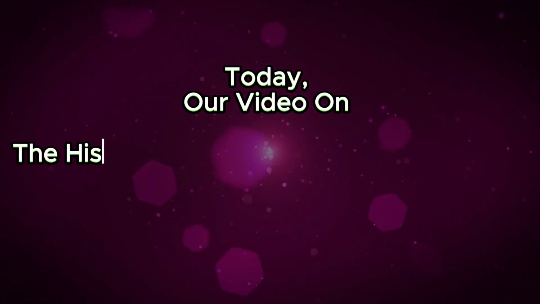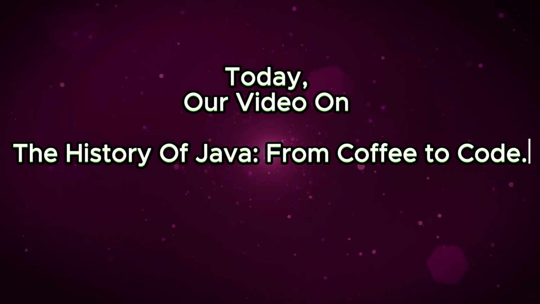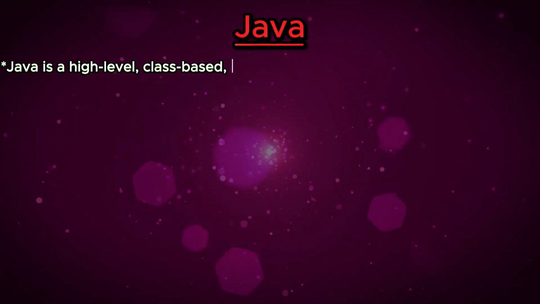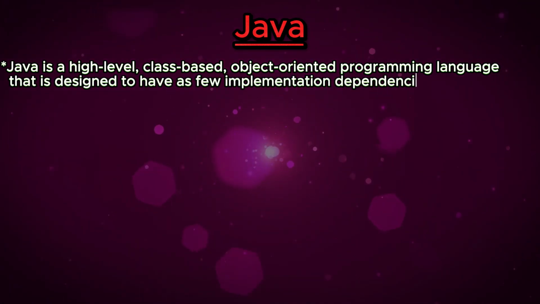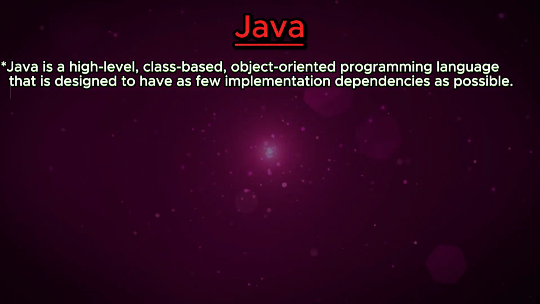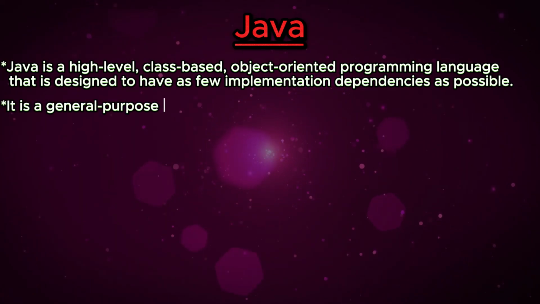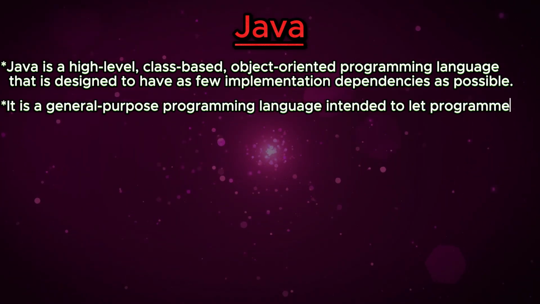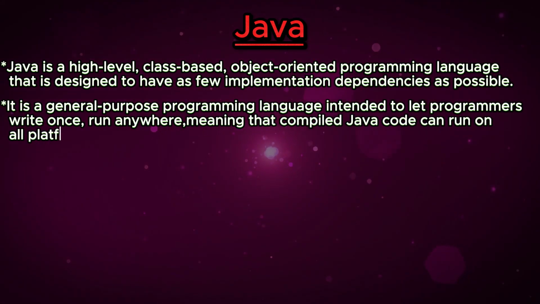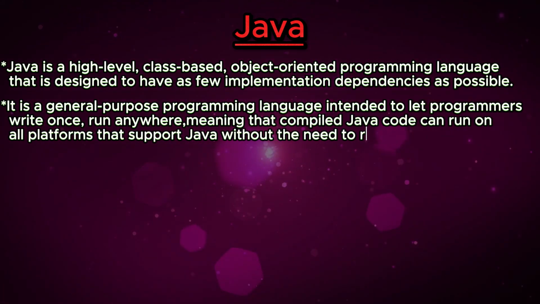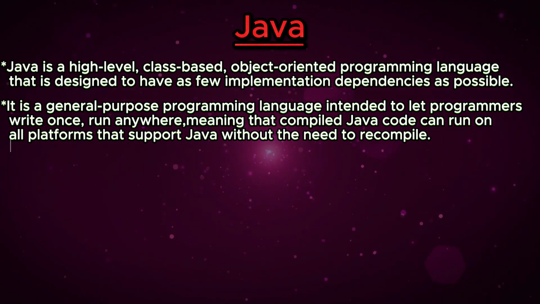Today, our video on the history of Java, from coffee to code. Java is a high-level, class-based, object-oriented programming language that is designed to have as few implementation dependencies as possible. It is a general-purpose programming language intended to let programmers write once, run anywhere, meaning that compiled Java code can run on all platforms that support Java without the need to recompile.